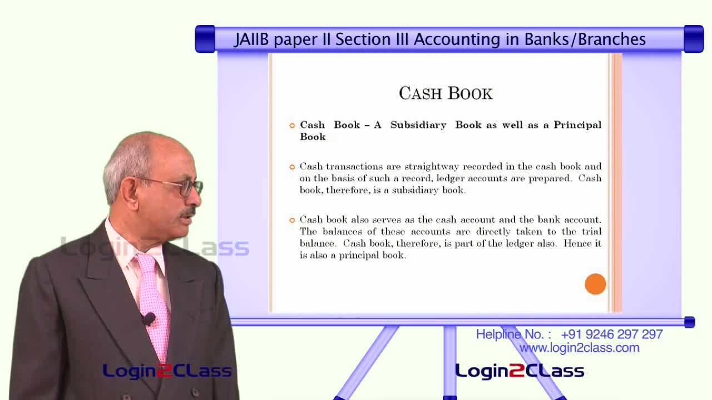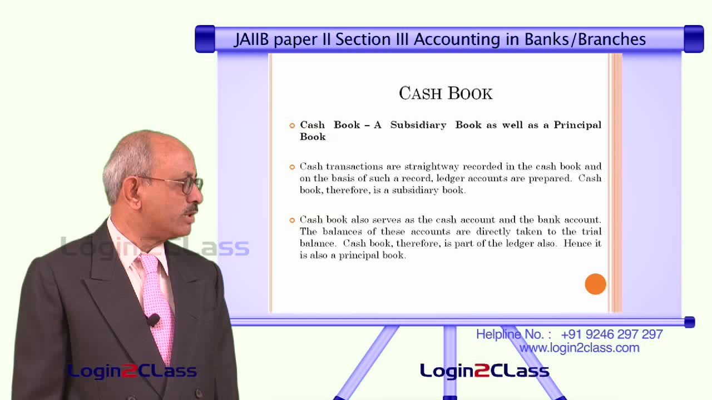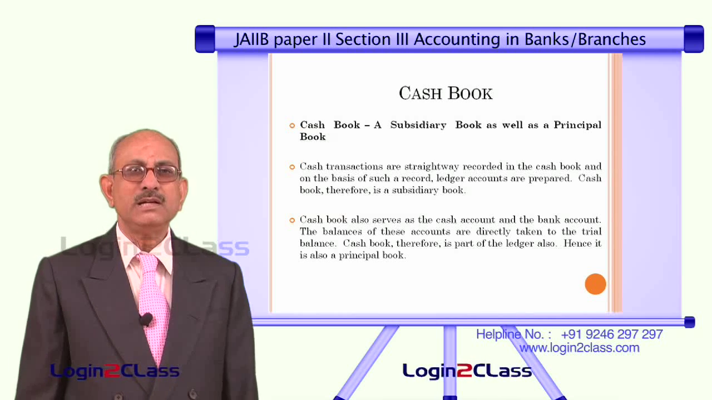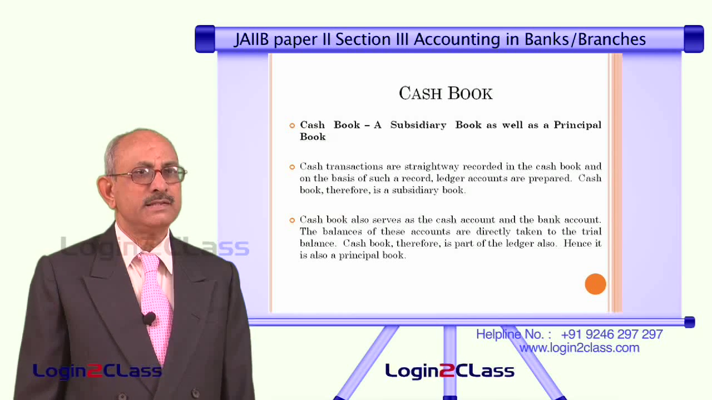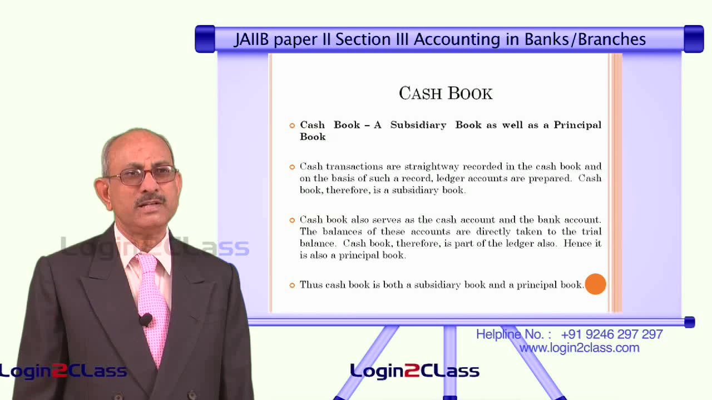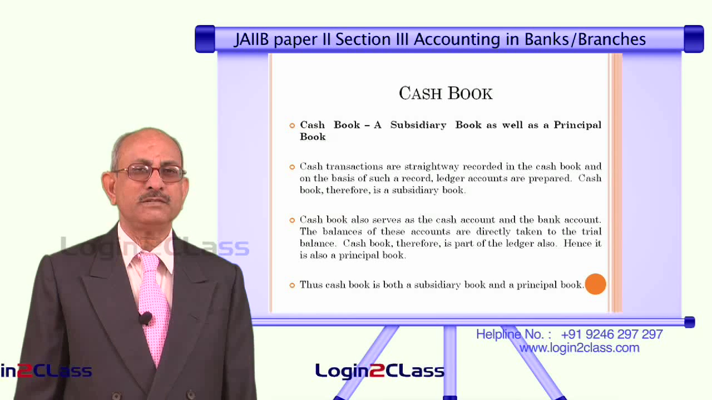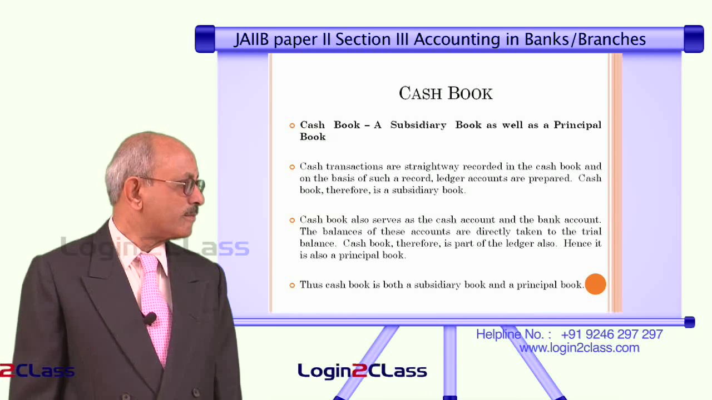It is called a principal book because you will be able to ascertain the balance of the account at any point of time, like we do in the case of a ledger account. And it is a subsidiary book because all transactions involving cash receipts and payments are straight away recorded in the cash book. Therefore, it is also a subsidiary book.